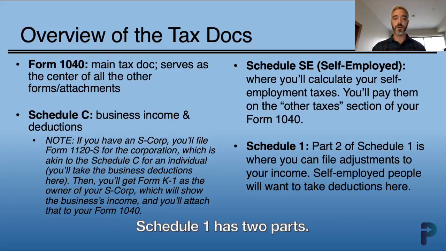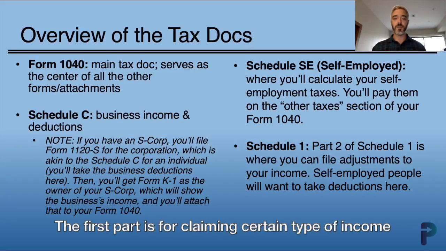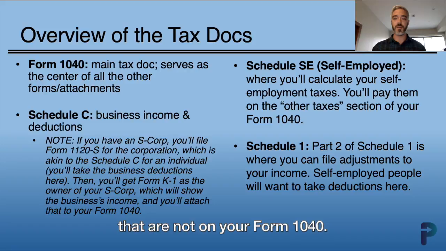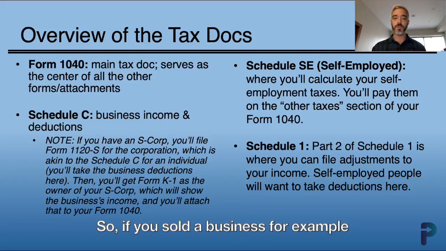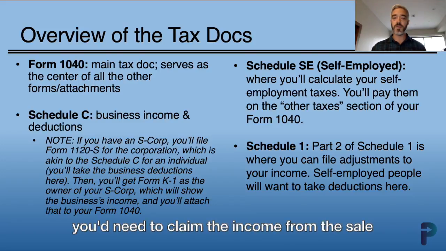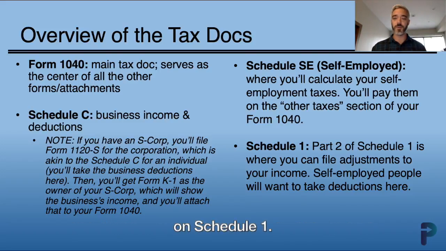Schedule 1 has two parts. The first part is for claiming certain types of income that are not on your Form 1040. Form 1040 only collects information for the most common types of income. So if you sold a business, for example, you'd need to claim the income from the sale on Schedule 1.